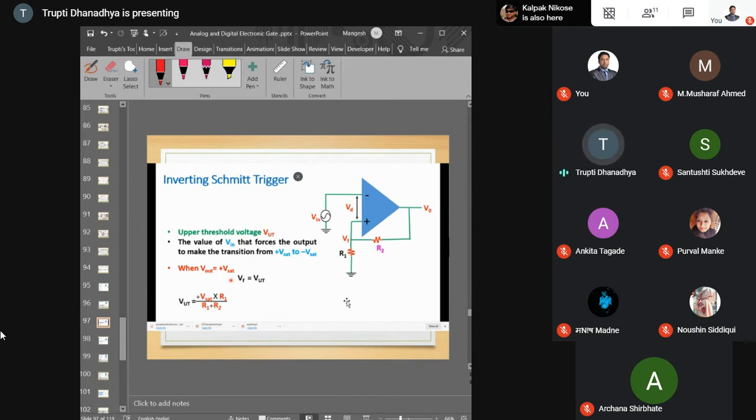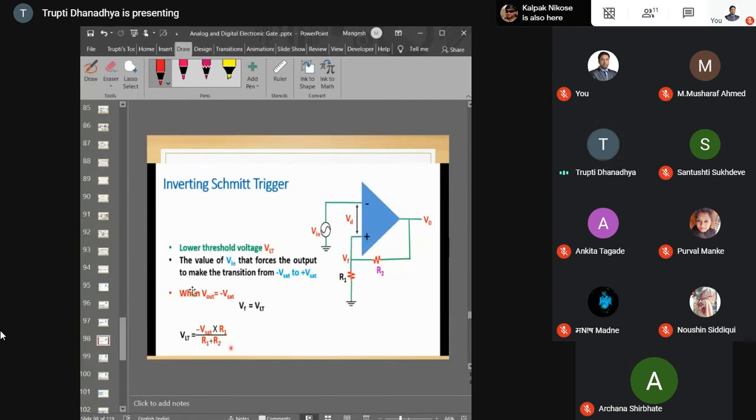Similarly, we can calculate the VLT. The equation is the same, just in place of plus V saturation, we have to use minus V saturation multiplied by R1 divided by R1 plus R2. You can see I have written that equation here also. This is the equation for the LT, the lower threshold voltage condition, where we force the output to make a transition from minus to plus V saturation. So this is the advantage of our Schmitt trigger.